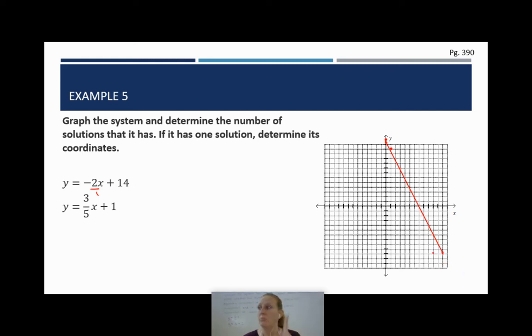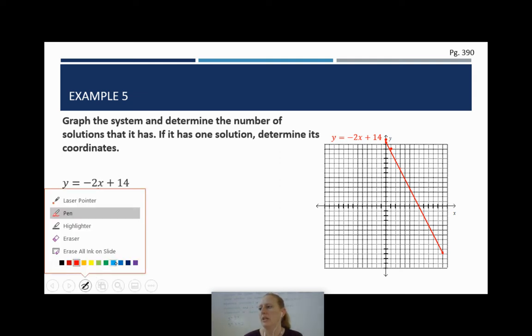Please use a straight edge. Keep it precise. All right, and I'm going to label this one that was y equals negative 2x plus 14, just so I can remember what's what. Let me graph the other guy.